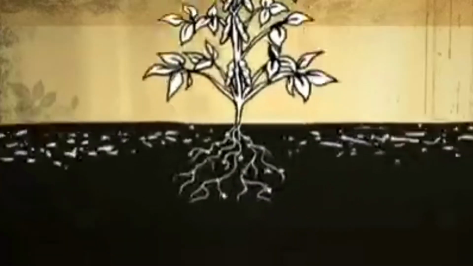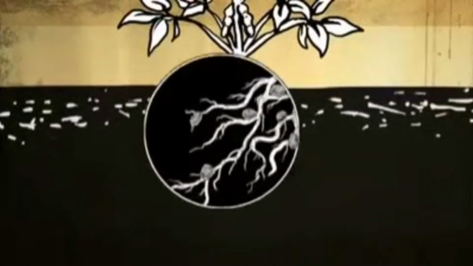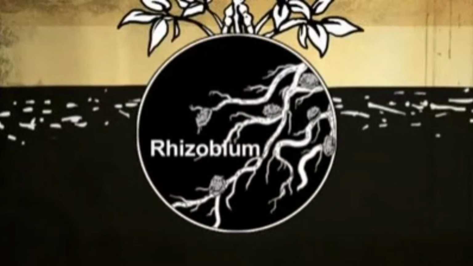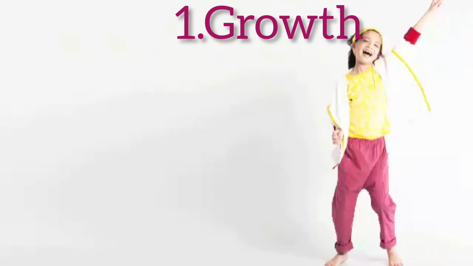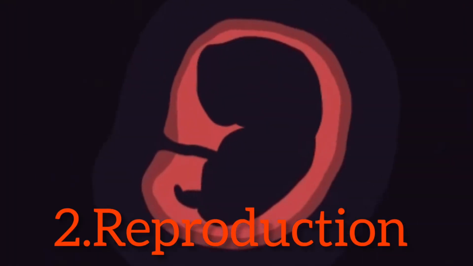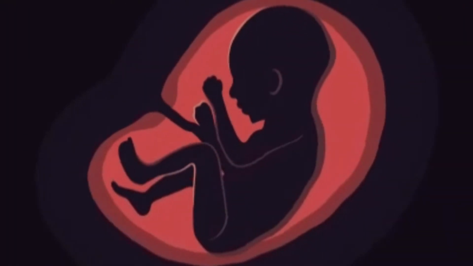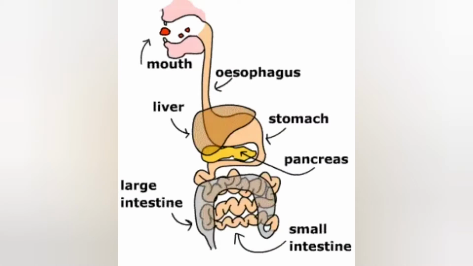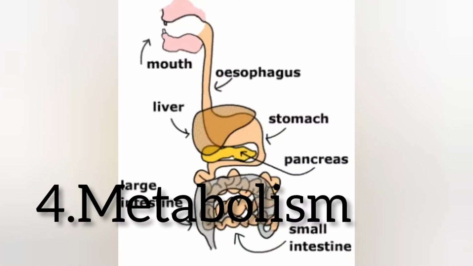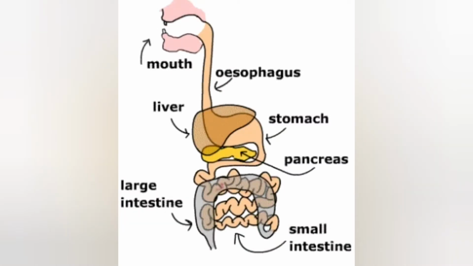Now, what are the characteristics of living organisms? A few of them are very important and we can easily identify them. They are growth, that is the increase in mass; reproduction, that is producing offspring; consciousness, that is responding to stimuli; and being capable of carrying out metabolism, that is the biochemical reactions that occur inside the body. Now, what are the major characteristics of living organisms that I have discussed right now?